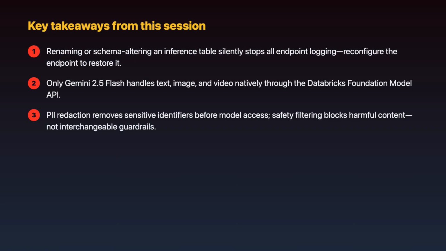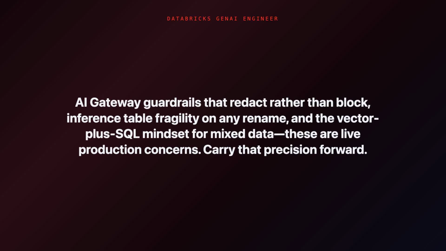3 takeaways from this session. First, renaming or schema-altering an inference table silently stops all endpoint logging. Reconfigure the endpoint to restore it. Second, only Gemini 2.5 Flash handles text, image, and video natively through the Databricks Foundation Model API. Third, PII redaction removes sensitive identifiers before model access. Safety filtering blocks harmful content, not interchangeable guardrails. AI gateway guardrails that redact rather than block, inference table fragility on any rename, and the vector plus SQL mindset for mixed data. These are live production concerns. Carry that precision forward.